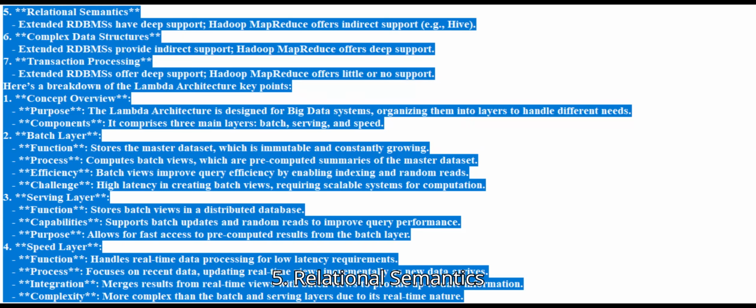5. Relational semantics. Extended RDBMSs have deep support. Hadoop MapReduce offers indirect support, e.g., Hive. 6. Complex data structures. Extended RDBMSs provide indirect support. Hadoop MapReduce offers deep support. 7. Transaction processing. Extended RDBMSs offer deep support. Hadoop MapReduce offers little or no support.